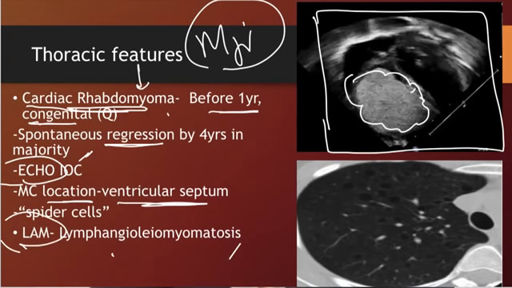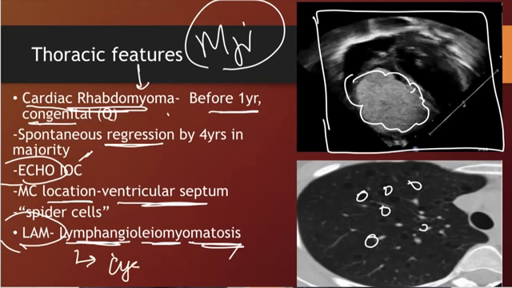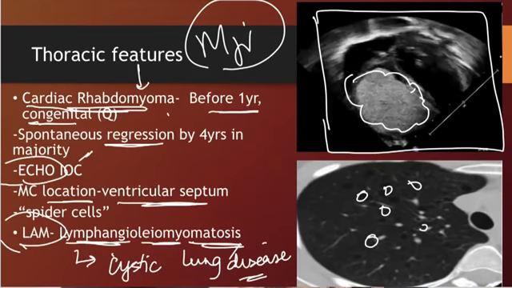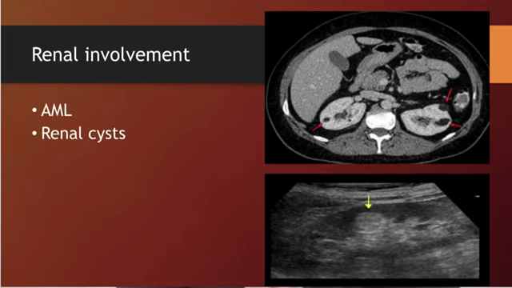Next major thoracic feature is LAM, which is lymphangioliomyomatosis. Lymphangioliomyomatosis or LAM is nothing but cystic lesions in the lung. So this is one of the differential diagnoses for cystic lung diseases. If other features of TSC are present, it is almost pathognomonic that LAM is representing tuberous sclerosis. So these are the 2 thoracic manifestations, rhabdomyoma and lymphangioliomyomatosis. Moving on to the renal involvement.